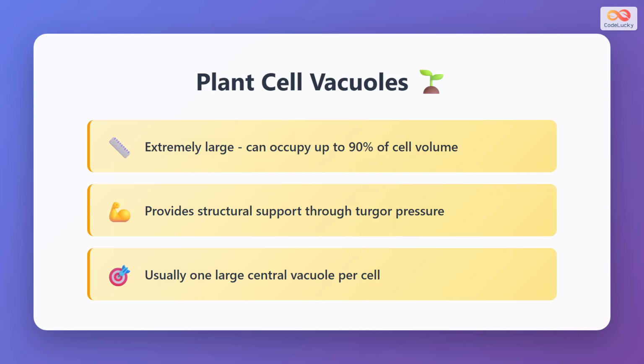In plant cells, vacuoles are remarkably large structures. A single central vacuole can occupy up to 90% of the entire cell volume. This massive size serves an important purpose. The large central vacuole provides structural support to the plant cell through what is called turgor pressure. When the vacuole is filled with water and other substances, it pushes against the cell wall, keeping the plant cell firm and rigid. Most plant cells contain just one large central vacuole, which dominates the cell's interior space.